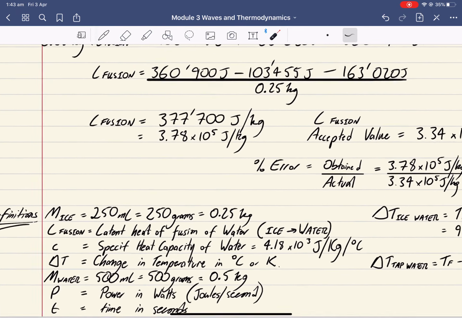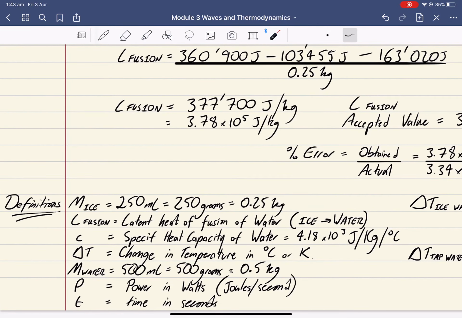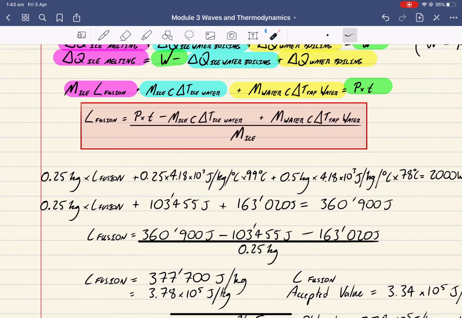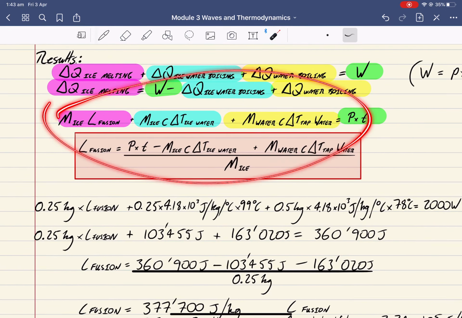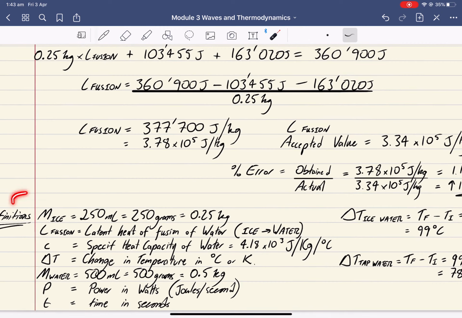Just for your reference, there's a few definitions down here. So if you look down here and you're wondering what's going on up here in this part here, where do all these numbers come from, you can look down here and sort of see where they come from.